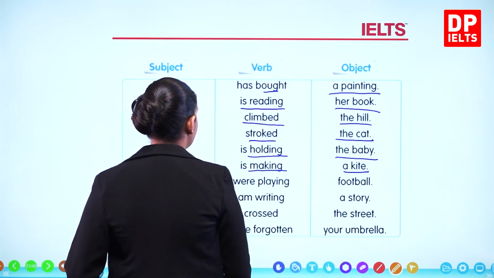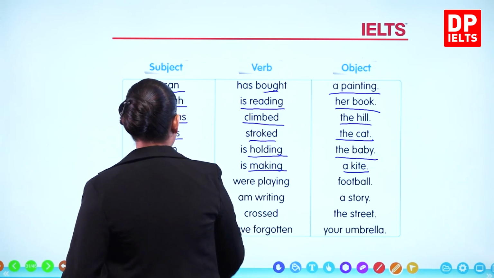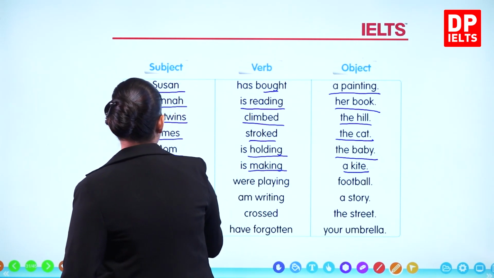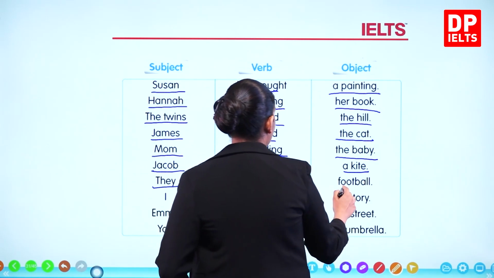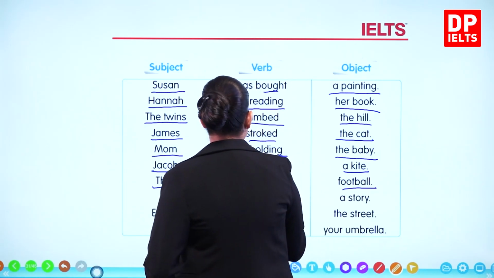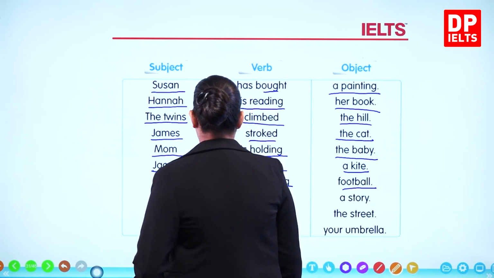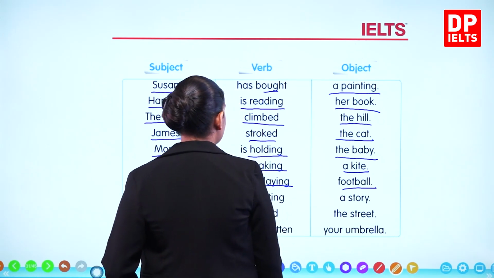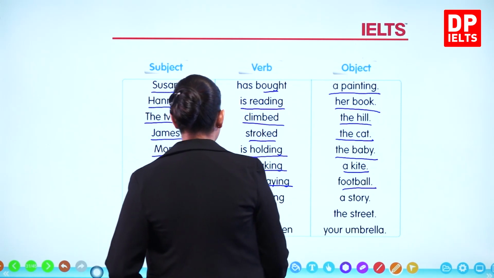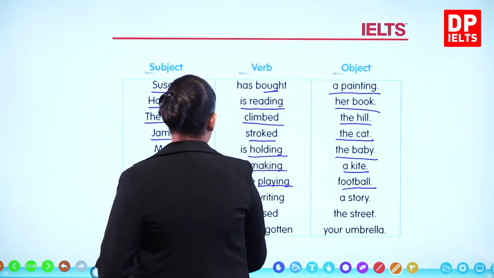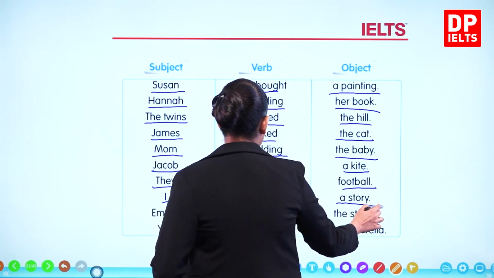They were playing football. Who were playing football? They. What were they playing? Football. The verb is playing. I am writing a story. Who is writing a story? I. What am I writing? A story.